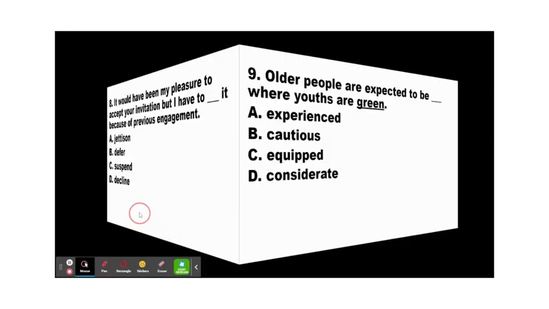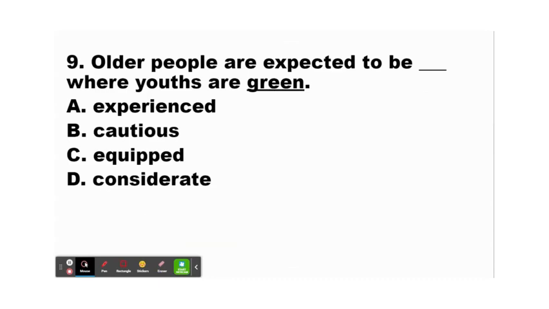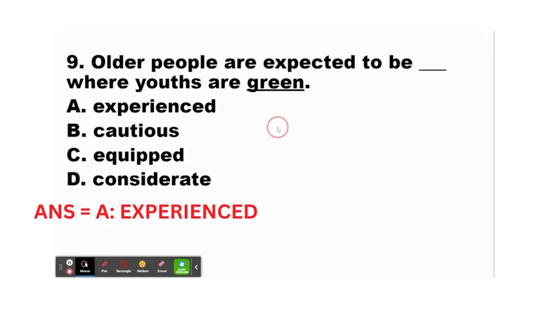Number 9, older people are expected to be dash where youths are green. Green here means inexperienced. And so let's look at options: A, experienced, B, cautious, C, equipped, D, considerate. Option A is correct, experienced, because green means somebody who is a novice, who is inexperienced. But then the opposite is experienced. Older people are expected to be experienced, where youths are green.